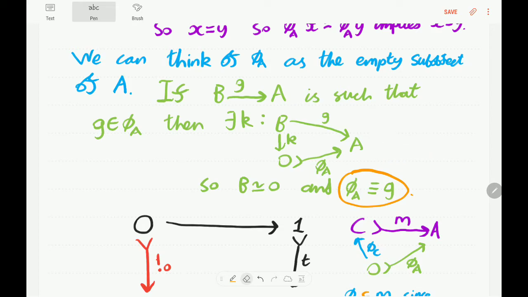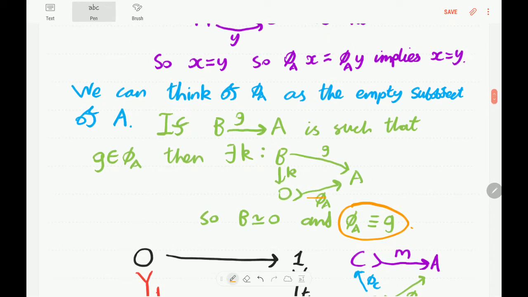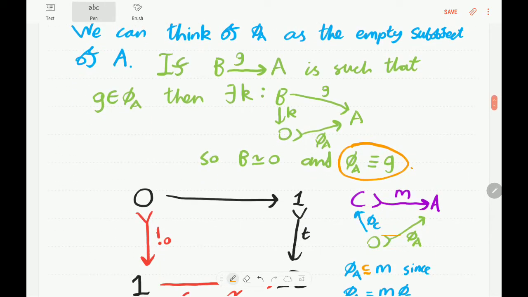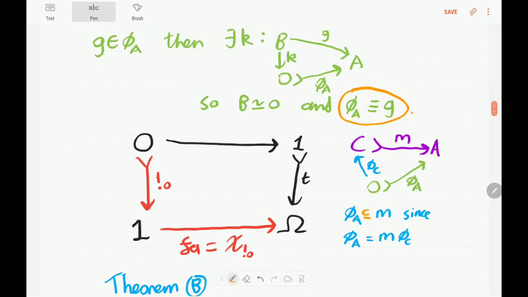So this is a very cool result. It says that whenever we have an arrow which is in this empty subobject, the arrow itself is also the empty subobject. The only thing in nothing is nothing. Okay, and nothing's in anything. That's what this says. Okay then, so now let's get on to applying this to some sort of logic.